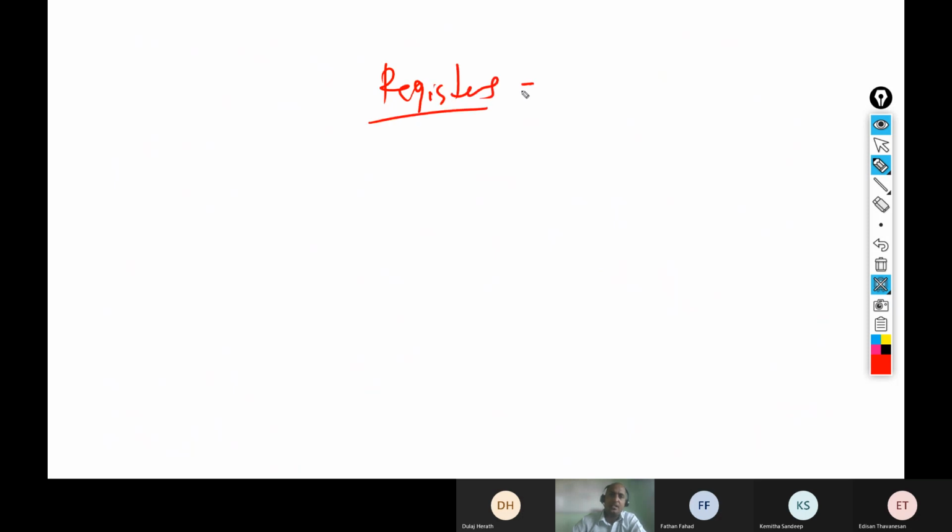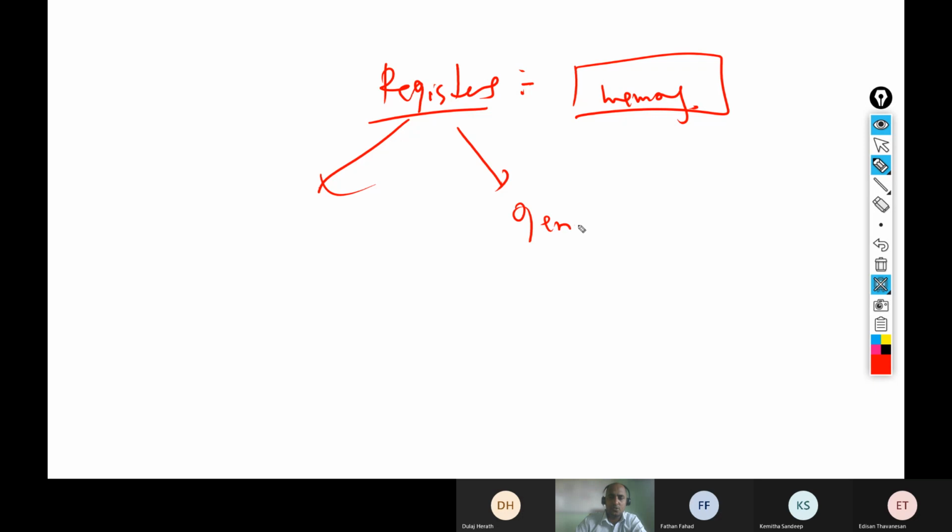Registers, in the name itself, you can say it means memory. Registers are memory. We have two kinds of registers: general purpose registers and special purpose registers. General means commonly used.